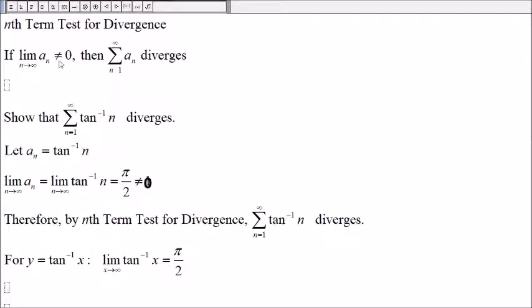And so if the limit of a sub n is not equal to 0, then the infinite series diverges. And so we have shown that the infinite series tangent inverse of n diverges.